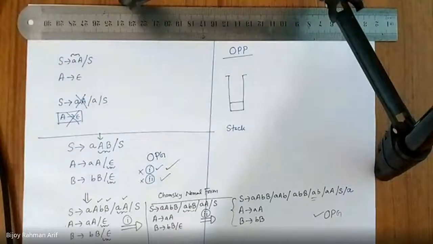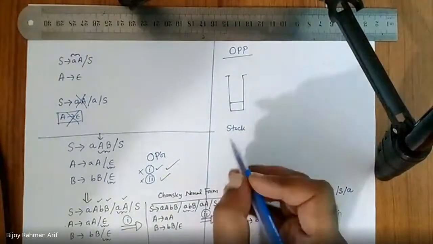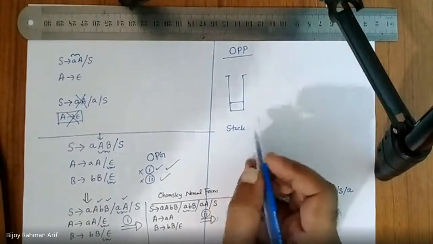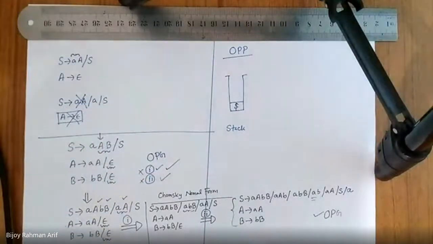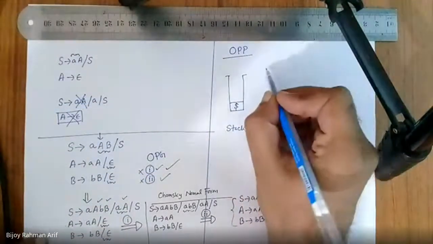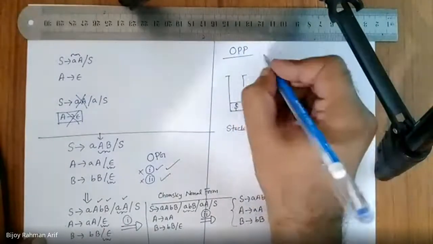So let's talk about the operator precedence parser. So this is the stack. At the bottom of the stack, we will consider there is a dollar sign, denoting the end of the stack. Again, we have a buffer. We know that IP buffer.